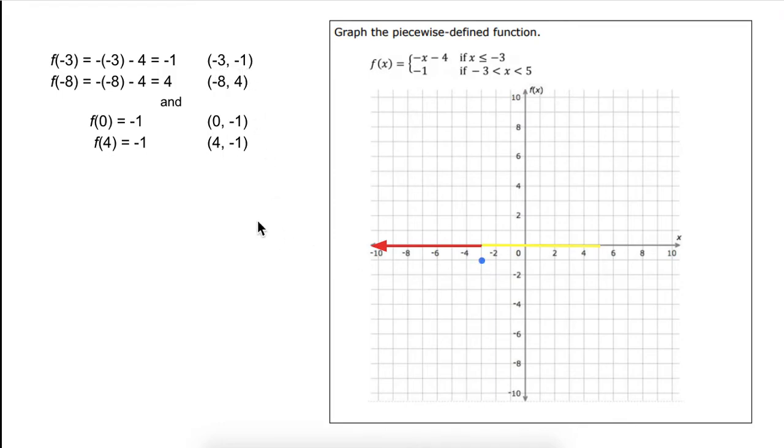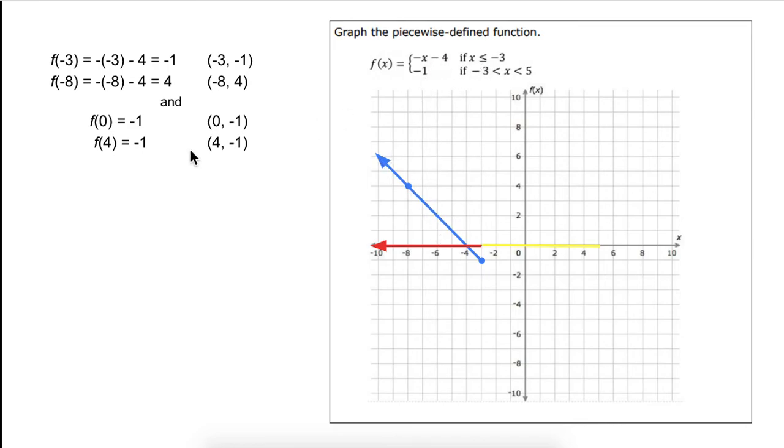We plot that point. Then we evaluate negative 8, we end up with negative 8, 4, and we can plot that point. Once we get the points plotted, since it's linear, and this is going out this way, we plot that part of the function. So that's the first part of the function, the top part of it.